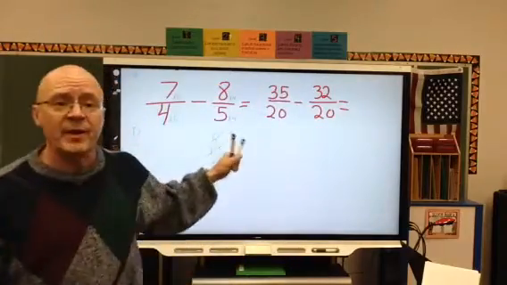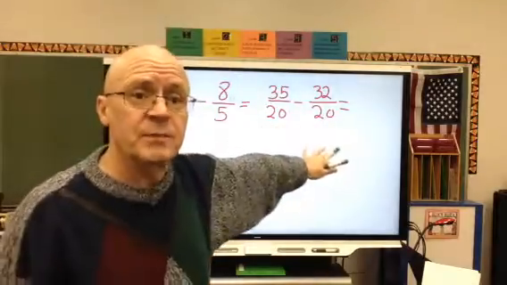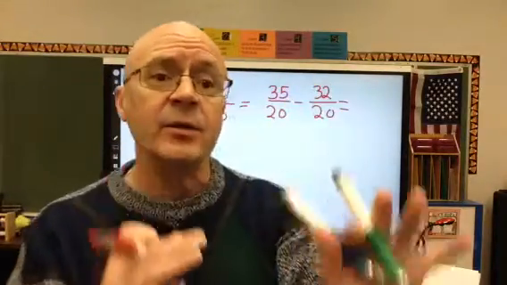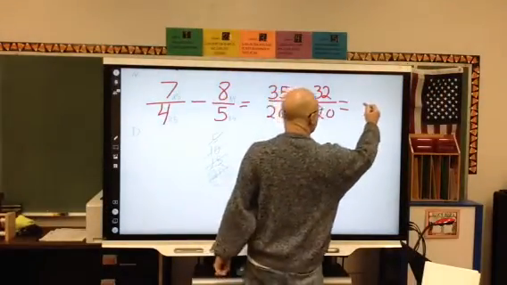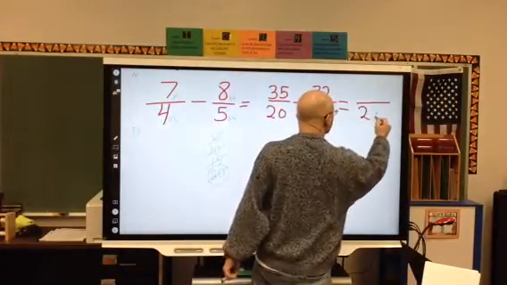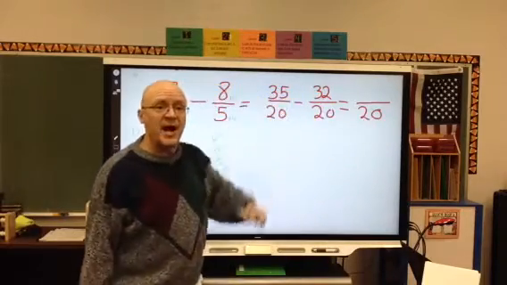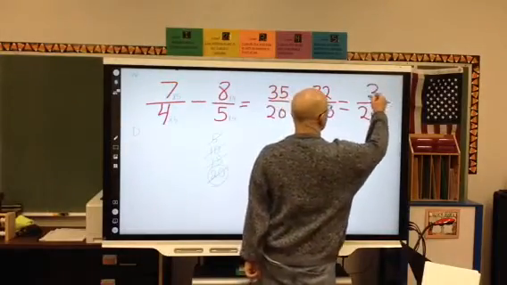Okay? Now that my denominators are the same, I can do the subtraction, because when we add and subtract fractions, the denominators stay the same. All right? So this is going to still be 20. Now I just subtract my numerators. 35 minus 32 is 3.